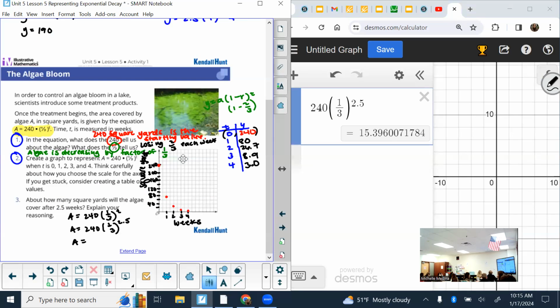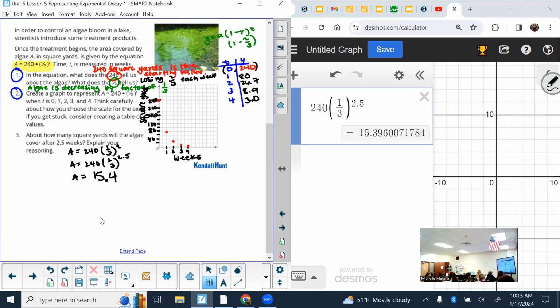Do we know how to round? 15.4 is how you round to 1 decimal spot. Good, any questions?